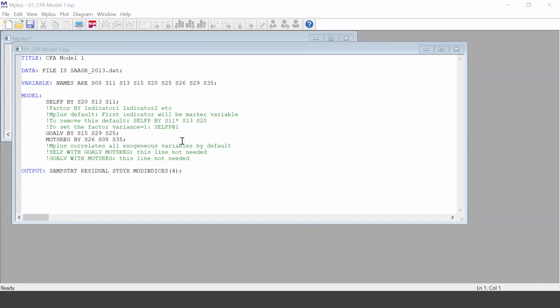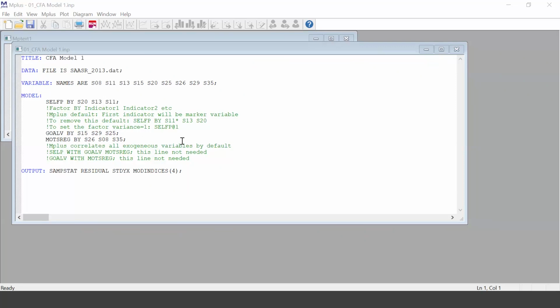So that's the first factor. The second factor is goal valuation. I call goal valuation goal V. Goal V is measured by S15, S29, and S25. Here, S15 is going to be the marker variable. And again, don't forget to end the line with a semicolon. And finally, motivation self-regulation. That factor I've called MOT-S-Reg. And MOT-S-Reg is measured by S26, which will be the marker variable, S08, and S35. And again, I end with a semicolon.